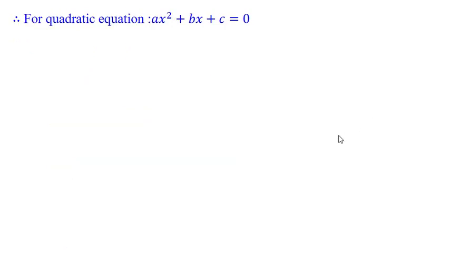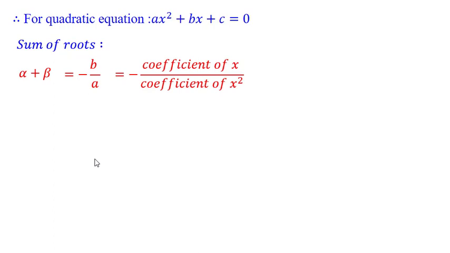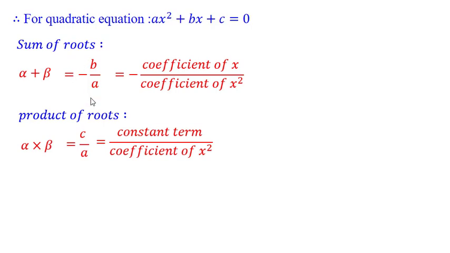So therefore I can say that for a quadratic equation ax square plus bx plus c equal to 0, sum of roots, that is alpha plus beta, is equal to minus b upon a, and product of roots, that is alpha into beta, is equal to c upon a. Now this minus b upon a is what? What is b? So b is coefficient of x, and what is a? It is coefficient of x square.